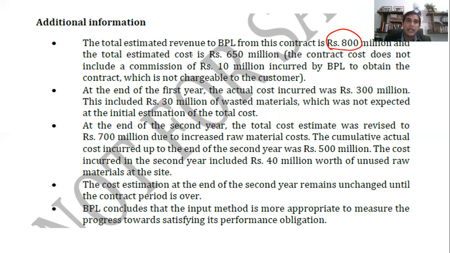Total revenue 800 million. The total estimated cost is 650 million. Total revenue 800, and the estimated cost 650 million. Contract cost does not include the commission of 10 million incurred by BPL to obtain the contract, which is not chargeable to the customer.